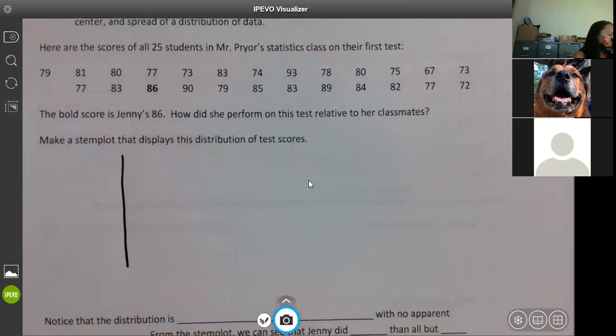Now my question is, should I make it 6, 7, 8, 9, or should I make it 6, 6, 7, 7, 8, 8, 9, 9? Why would I do 6, 6, 7, 7, 8, 8? There's a lot of 8s and a lot of 9s. Actually, not many 9s, but a lot of sevens and a lot of eights. So I would split it. Do you have to? No, you don't have to, but I would.